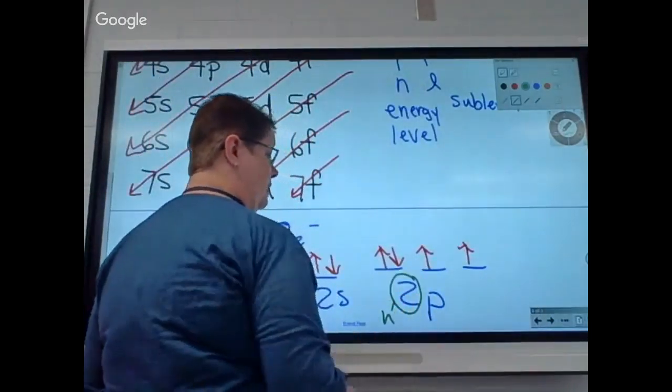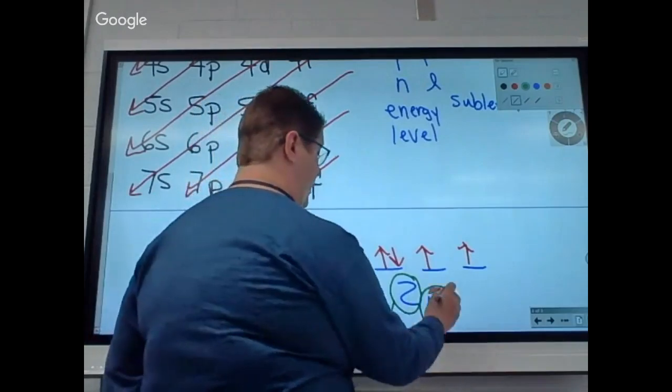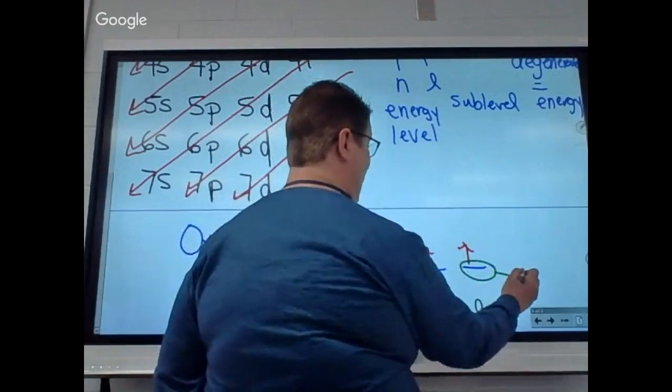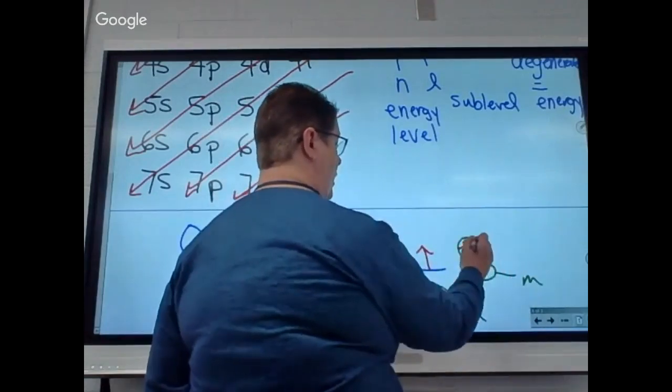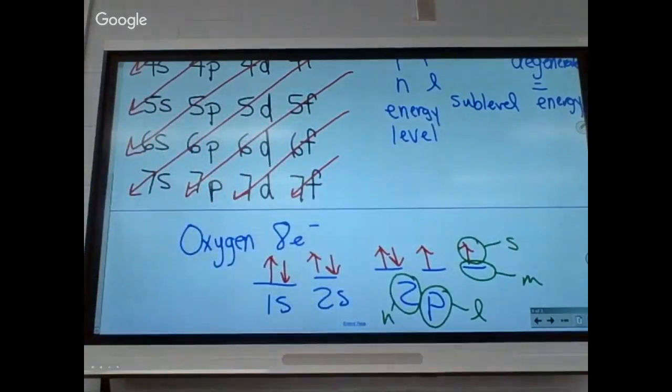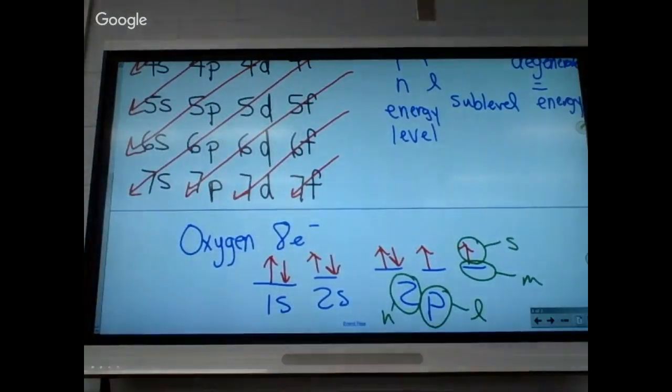So in terms of our quantum numbers, since every quantum number is an address, this is N and tells the energy level. This is L and tells the sublevel. This is M and tells the orbital. And this is the electron and tells the spin. So it tells the address of every electron.